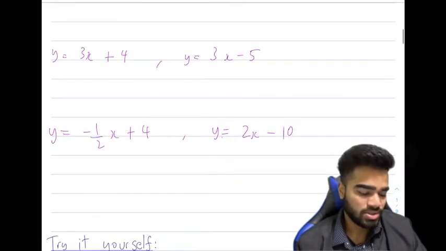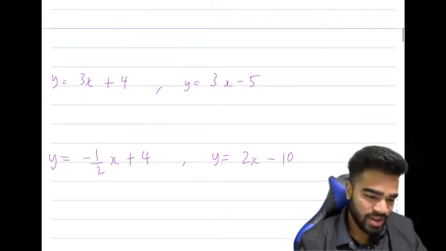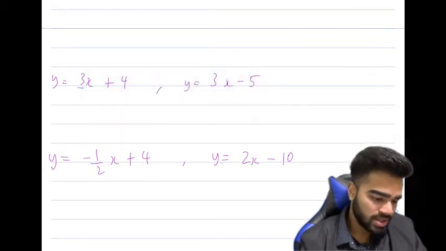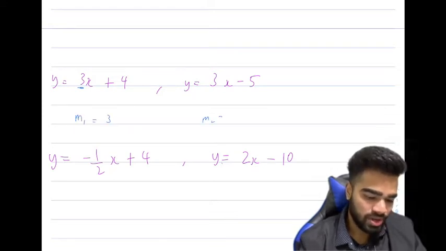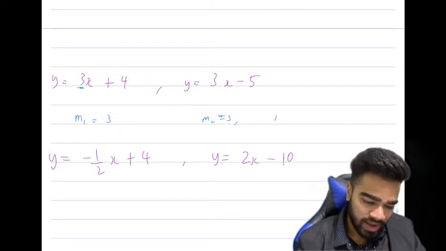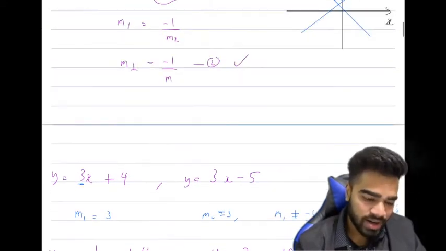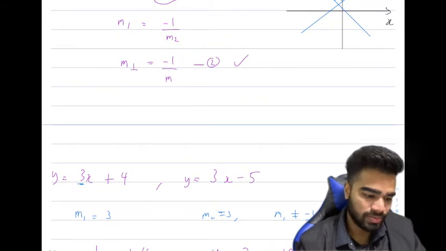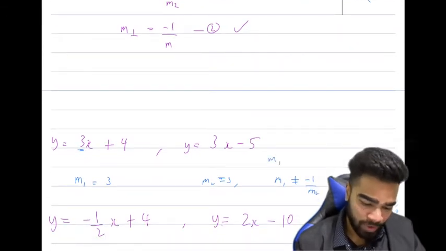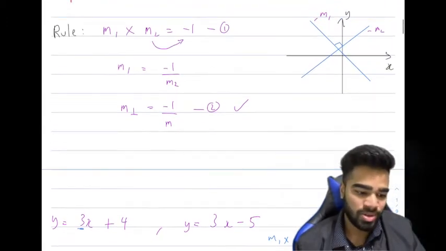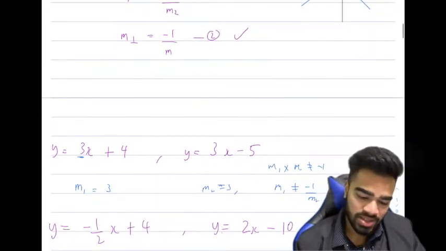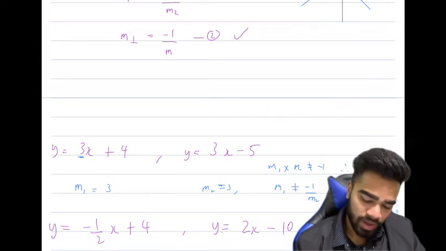Let's go on. Again, the exact same graphs, so let's get the gradient of both of them. m1, the gradient of the first one, is equal to 3. m2 is also 3. But we can see that m1 is not equal to negative 1 over m2, which is the rule we saw. Or you can even do m1 times m2 is not equal to negative 1. You can use rule number 1 as well, it doesn't matter which one. So you can say, therefore, not perpendicular.